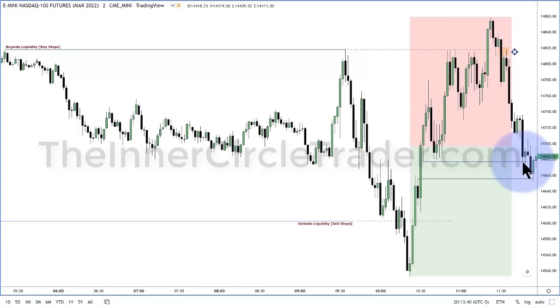These are simple elements that repeat. What you're looking for is a run on liquidity, buy stops or sell stops. If you're bearish, you're looking for buy stops to be run. Then a break in market structure lower, a short-term low being broken. That's what it looks like right here.